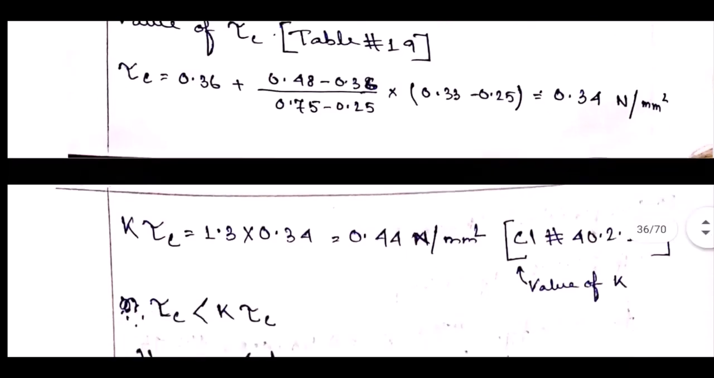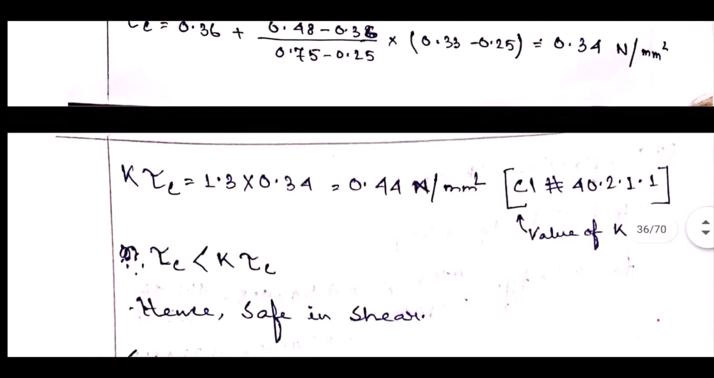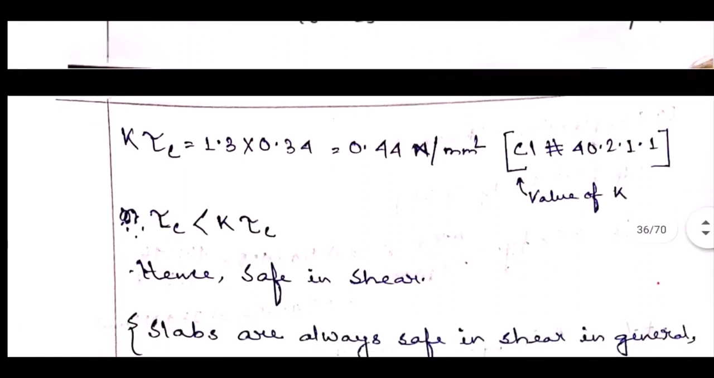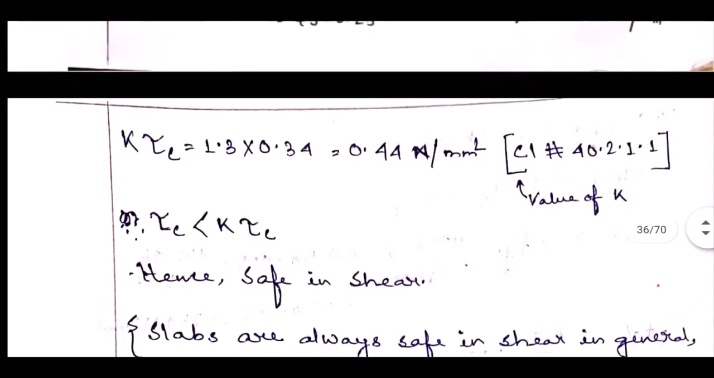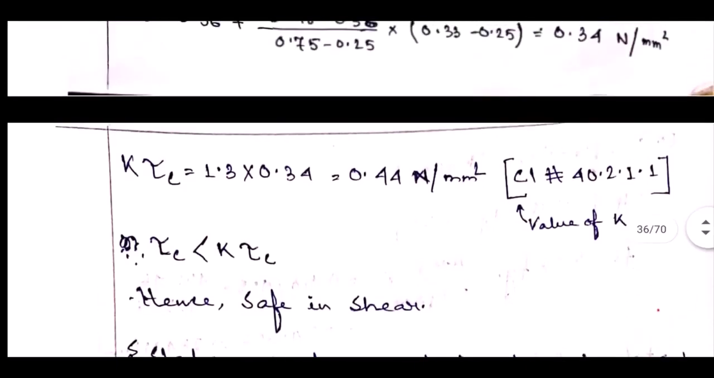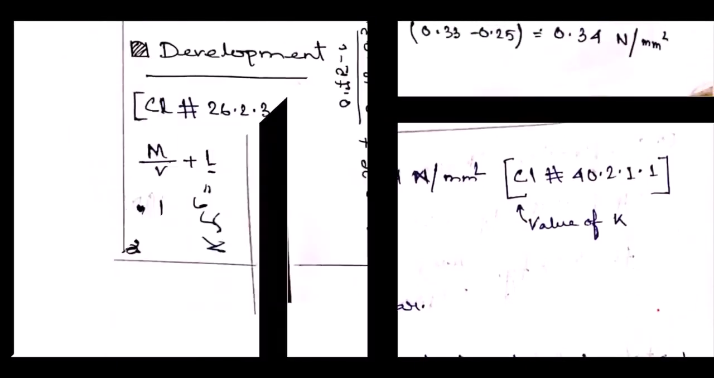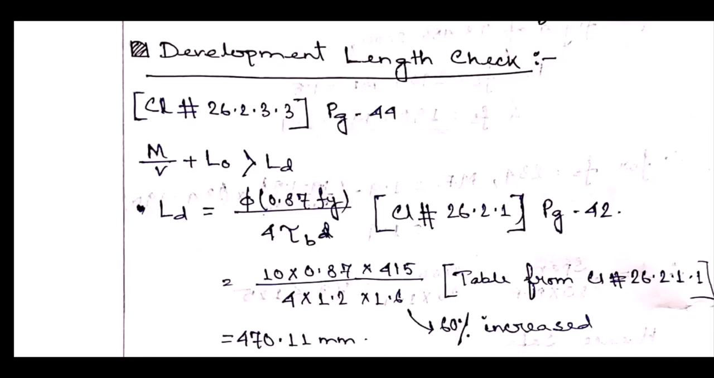So tau C is less than K tau C, hence safe in shear. That means no shear design is required for this case. So let's go to the next step. The next step is the development length check.